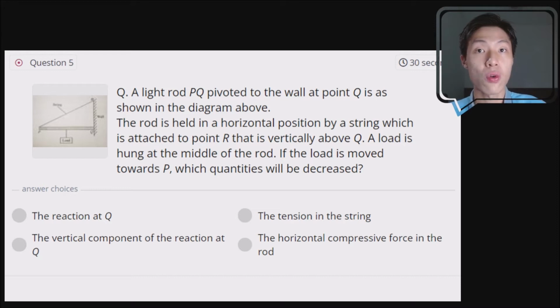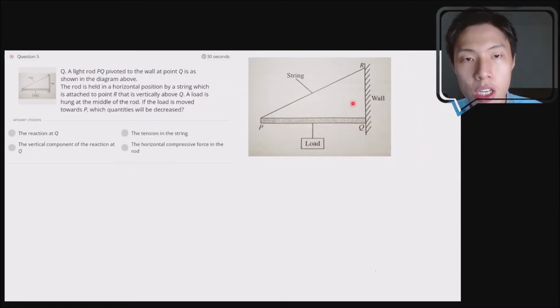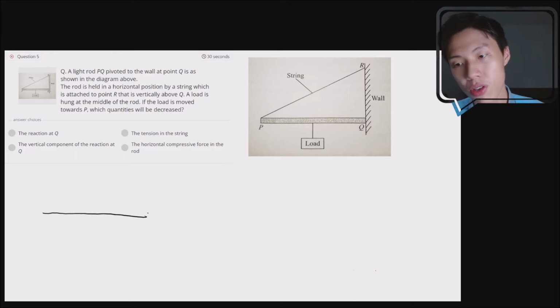Again, we start by drawing the free body diagram to illustrate all the forces that are acting on the light rod PQ. So this is the diagram being enlarged, and I'm going to draw the free body diagram for light rod PQ. So we should start by having a line to represent the light rod PQ, a horizontal line.